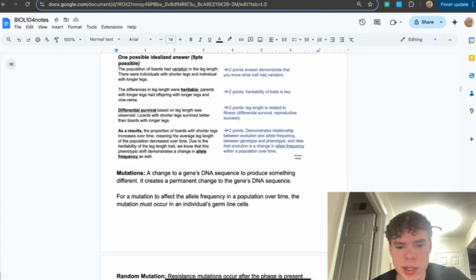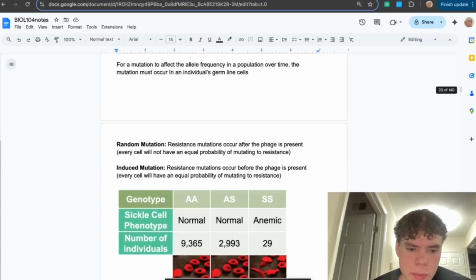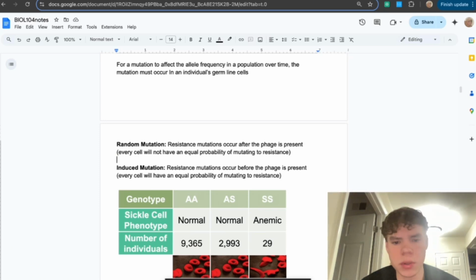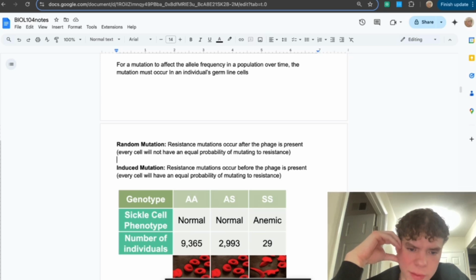Mutation: a change in a gene's DNA sequence to produce something different. It creates a permanent change to the DNA sequence. Random mutation: resistance mutations occur after the phage is present. Every cell will not have an equal probability of mutating to resistance. Induced mutation: resistance mutations occur before the phage is present. Every cell will have an equal probability of mutating to resistance.